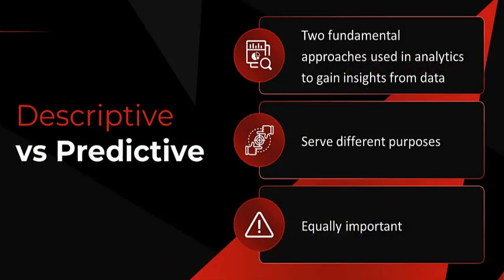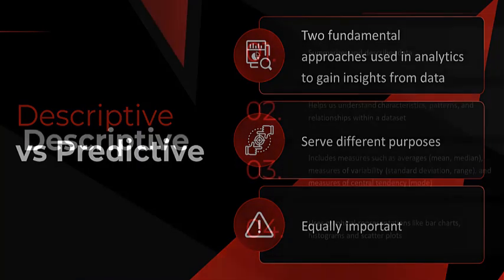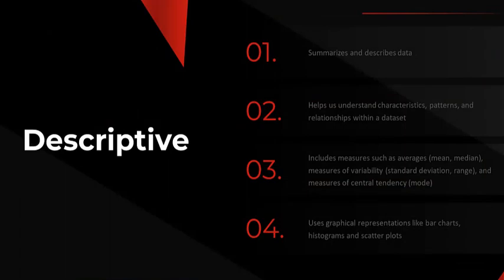Descriptive statistics and predictive modeling are two fundamental approaches used in analytics to gain insights from data. While they both serve different purposes, they're equally important in understanding and interpreting information. Descriptive statistics focuses on summarizing and describing the data we have at hand. It helps us understand the characteristics, patterns, and relationships within a dataset. Think of descriptive statistics as a way to paint a picture of what the data looks like.